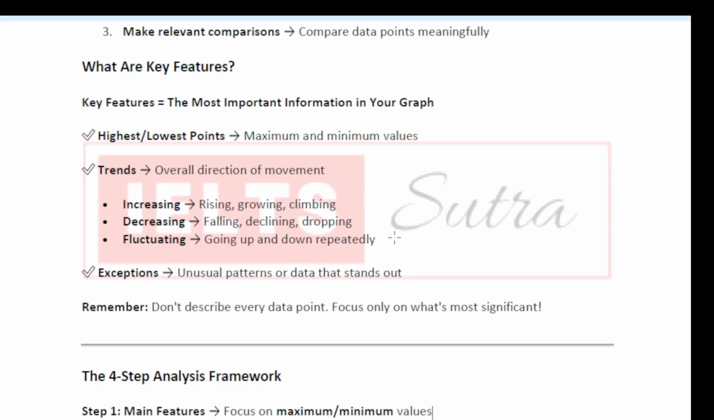Then the fourth step is that you can focus on the comparisons, whether there are any figurative or conceptual comparisons. Figurative comparisons, like if something is double or three times or four times or half as compared to any other value. You can make figurative comparisons over here as well.